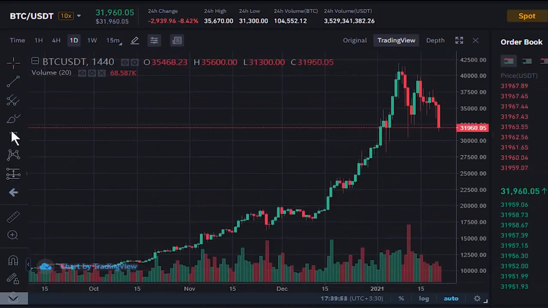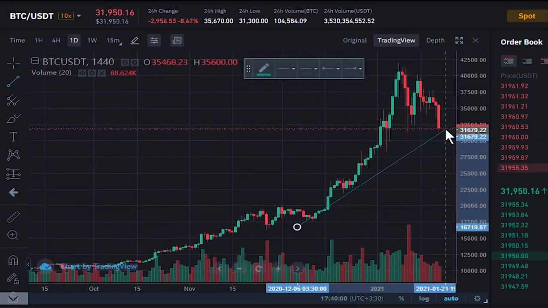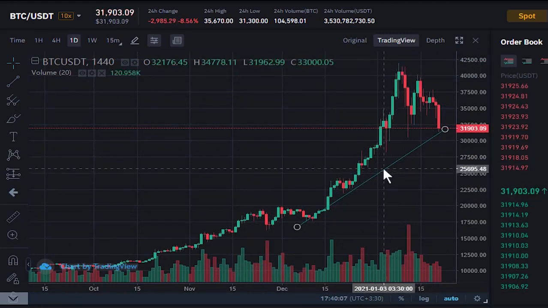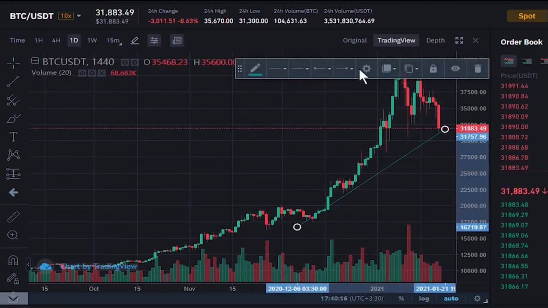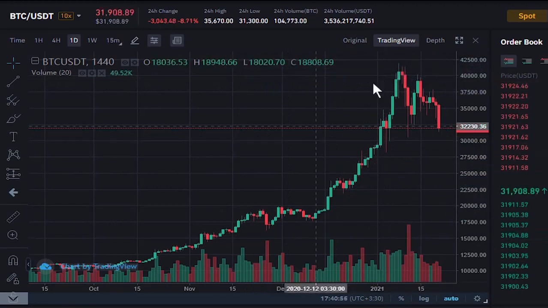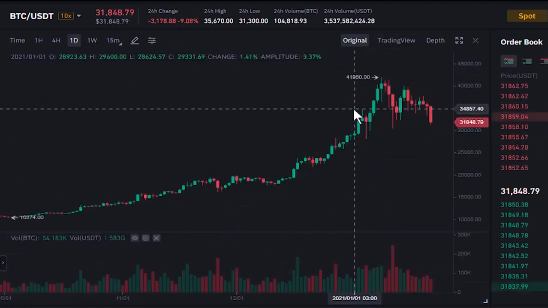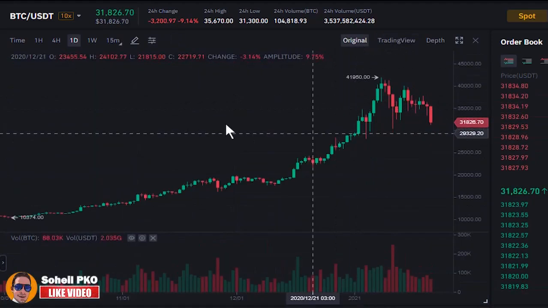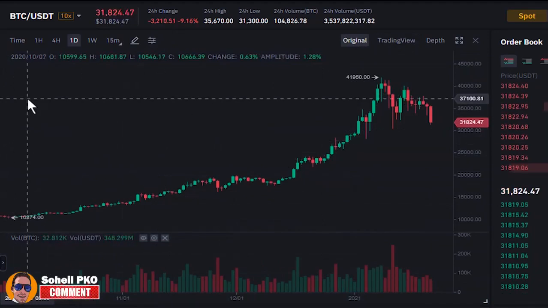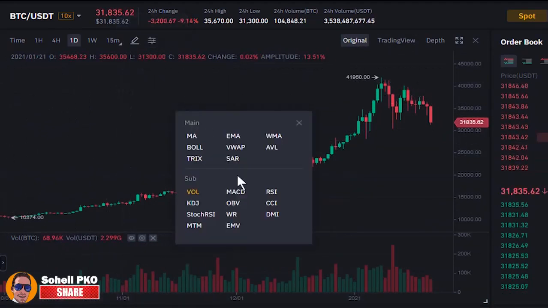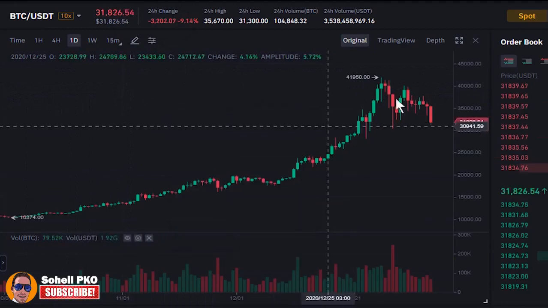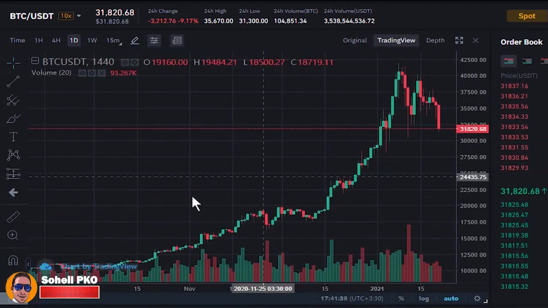Here you have some tools that you can use for trading. For example, you can use this for drawing trend lines like this. And simply by clicking on that, here you have some options for settings and you can remove it by this button. This chart is actually from TradingView, and we also have the original one, which is from Binance, but it's very basic and you don't have many tools, and the indicators are also limited, as you can see. So this chart that is from TradingView is better.